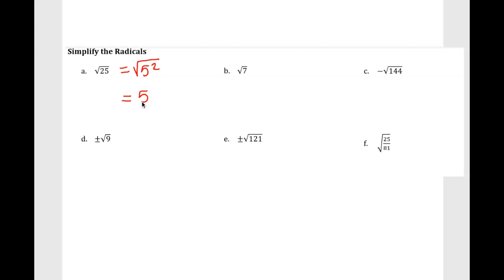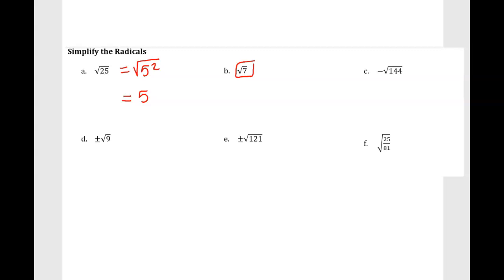7. 7 is what we call a prime number. Prime numbers have no factors or multiples except for themselves and 1. So it can't be itself squared. Therefore, something like the square root of 7 is simplified completely. It cannot be simplified any further.